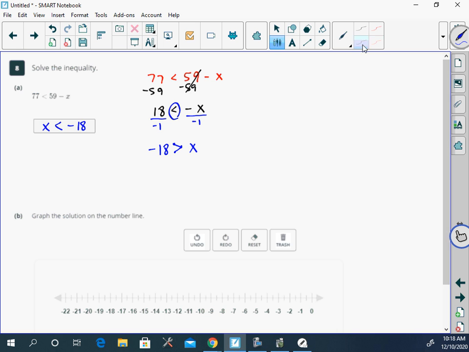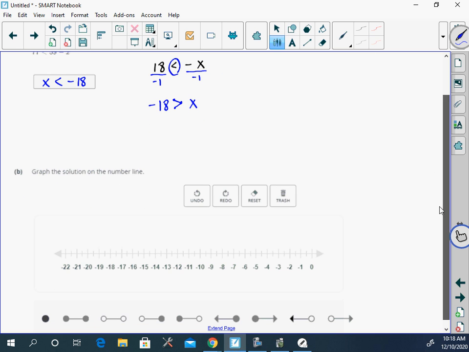And notice how it does not have the equal to. So we should have an open circle at negative 18. So negative 18, open circle. And then if we look which way it's pointing, it's less than, so it should be going this direction. So when I'm choosing which one to use here, I would be choosing this one here. And you just put that dot at negative 18.